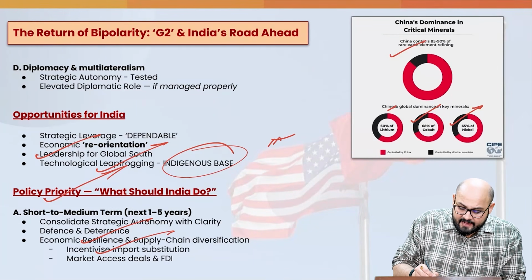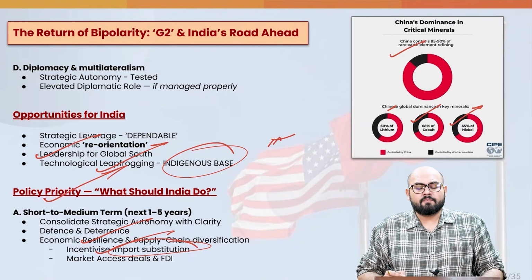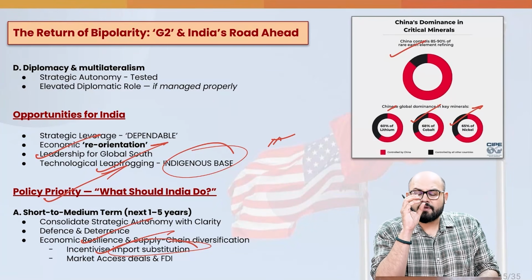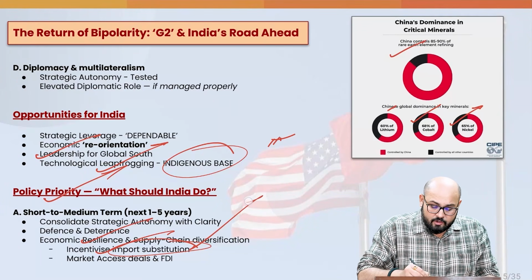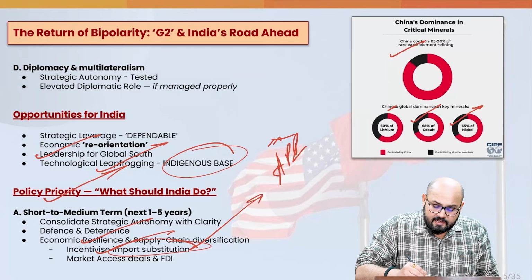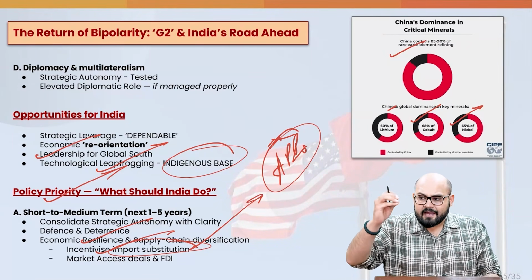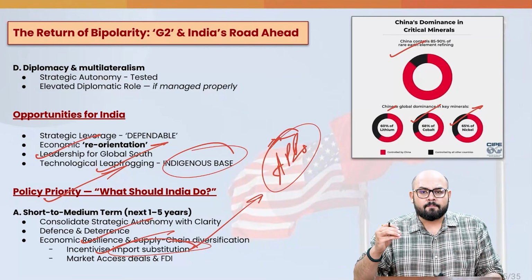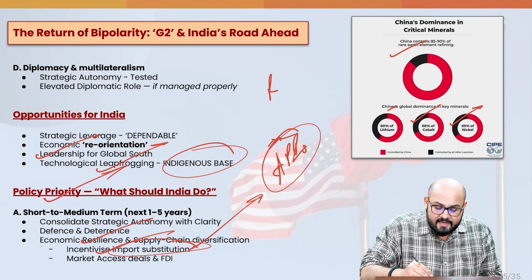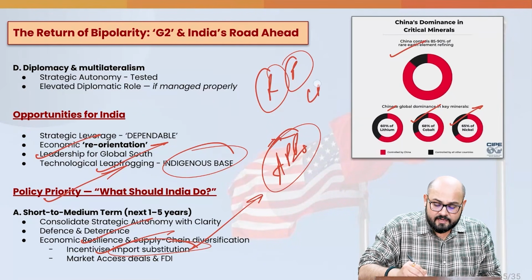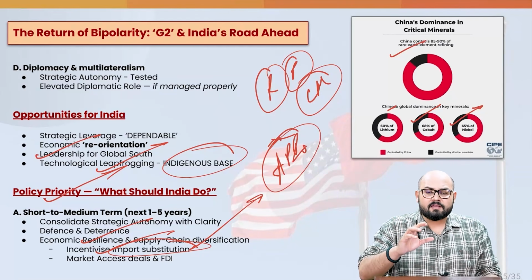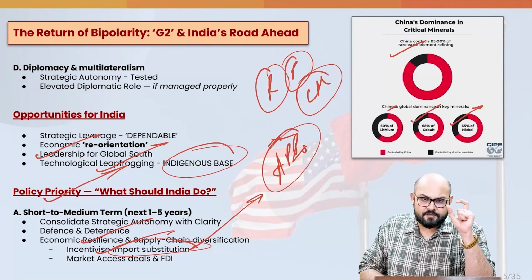We need to incentivize import substitution. When we are talking about import substitution, let's talk about, for example, active pharmaceutical ingredients. We are critically dependent on China for these. Why not manufacture in our own country? Or let's talk about the refining and processing aspect of critical minerals. We need to go for import substitution, right?